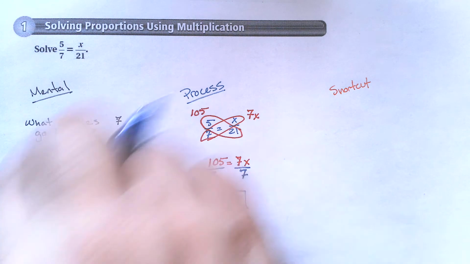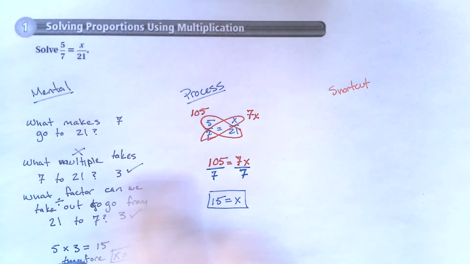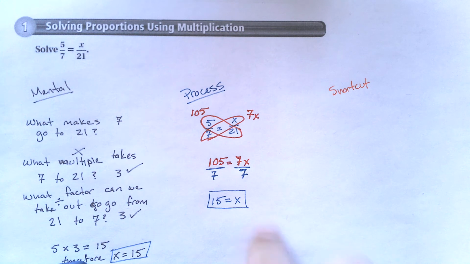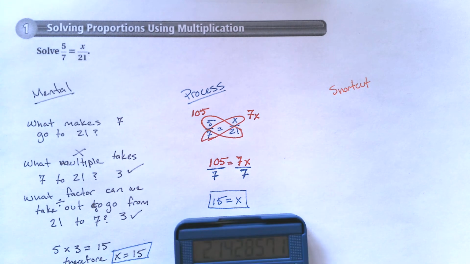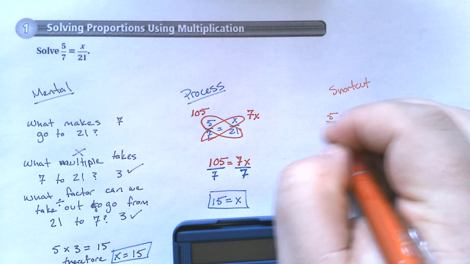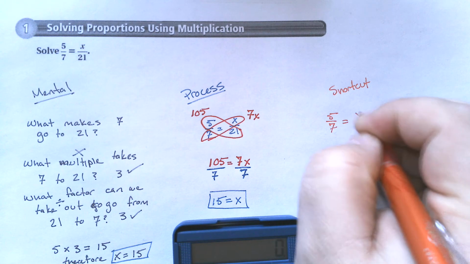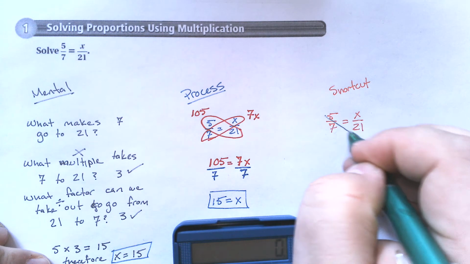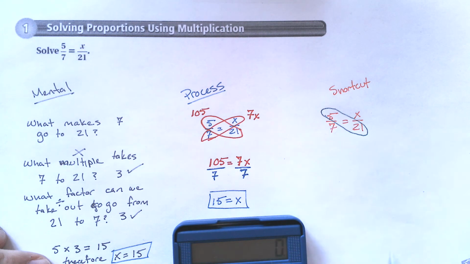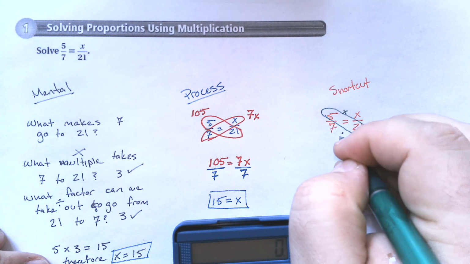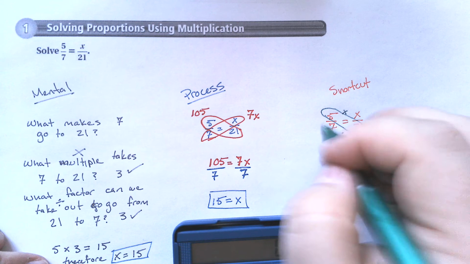And look how much I was thinking about this. I technically didn't have to write it. This is thinking, but this is the correct thinking compared to our process. And then our shortcut basically just does everything in fast forward. What it does, 5 over 7 equals x over 21. The fast forward part is this. You're going to find the diagonal that has numbers, and you're going to multiply those. Multiply. And then you're going to divide by what's left. So you're going to take your answer and divide by what's left.